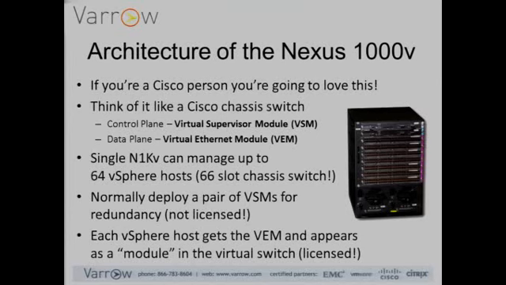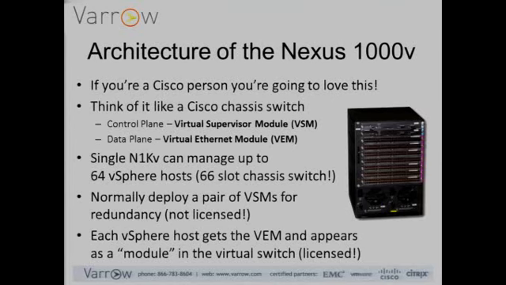So, you start off with two virtual supervisor modules. They are the control plane. They manage the operation. Then, each vSphere host is going to appear like a module in a chassis switch. One pair of VSMs can manage 64 different vSphere hosts. Therefore, it's like jumping onto a 66-slot chassis switch. When I log into the interface or show a demo, you're going to get that.